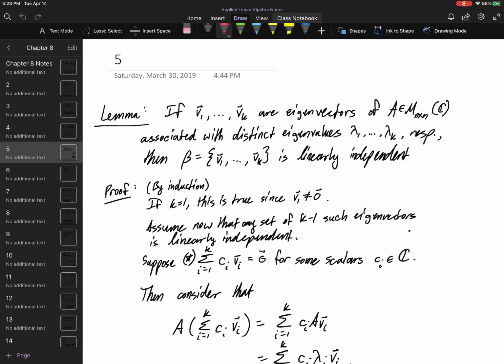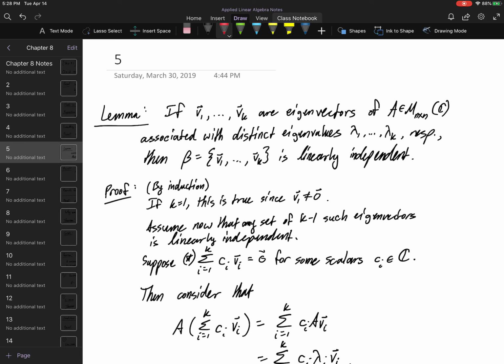The idea behind this lemma is that we want to show that eigenvectors are linearly independent in certain cases. I'd like to give you a different proof technique if you haven't seen it before. I think the easiest way to show this result is through induction. Specifically, we need to show that eigenvectors associated with distinct eigenvalues are linearly independent.